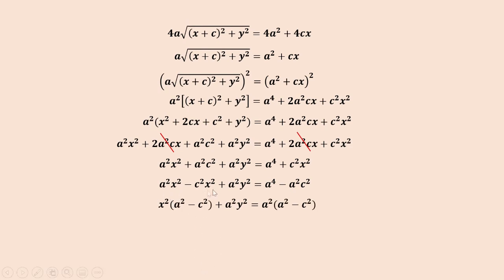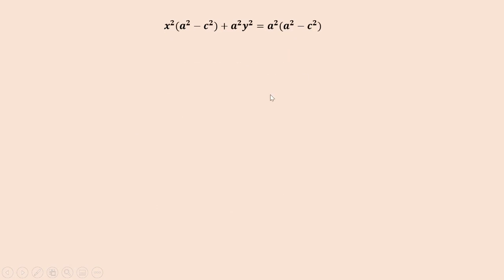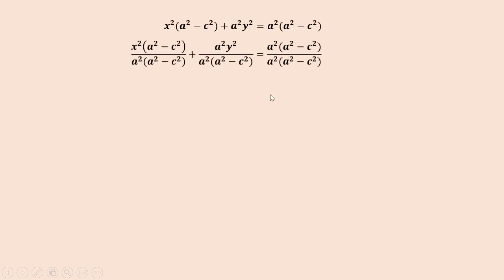Notice that for these two terms, the common factor is x squared, and for these two terms would be a squared. Let us divide all the terms by a squared times (a squared minus c squared). And we can cancel some of the factors, leaving us this.